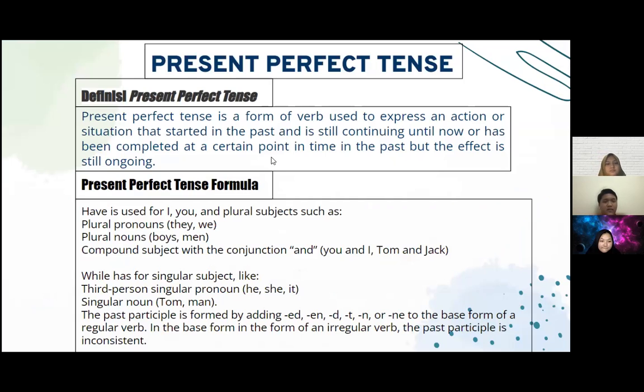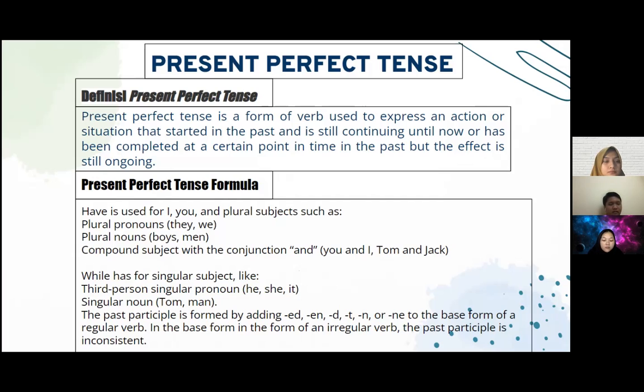Next. So the second tense that I'm explaining now is present perfect tense. The first point, definition of present perfect tense.